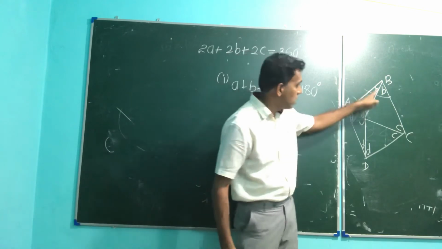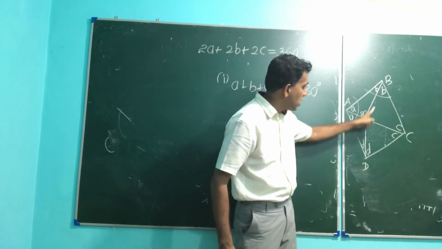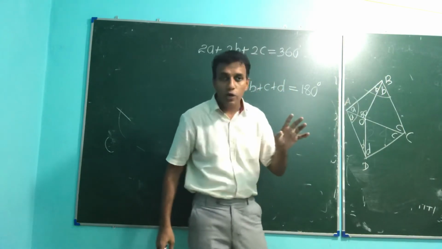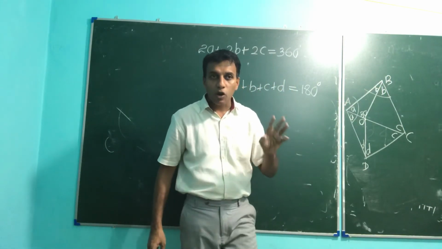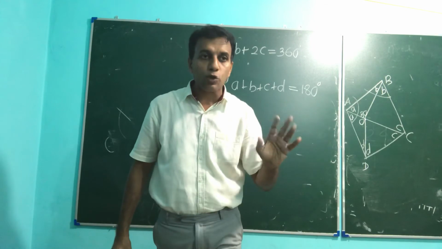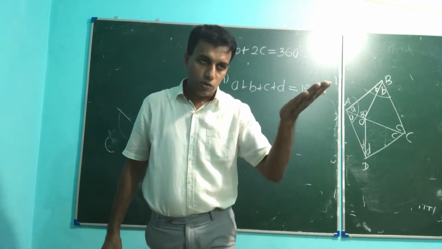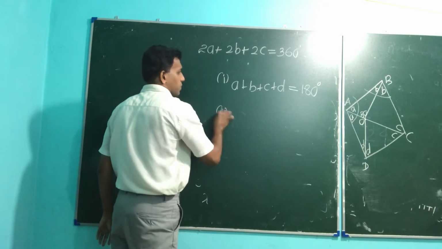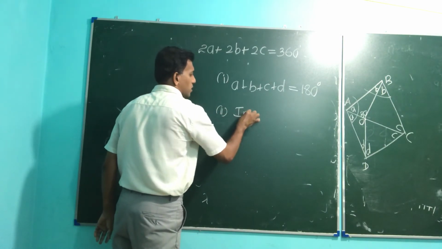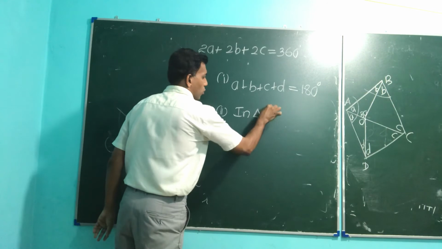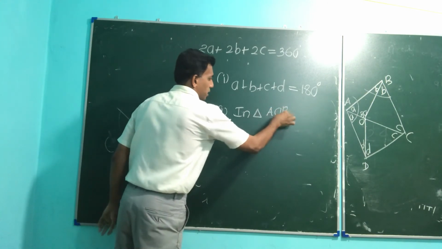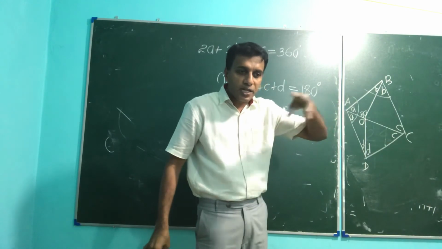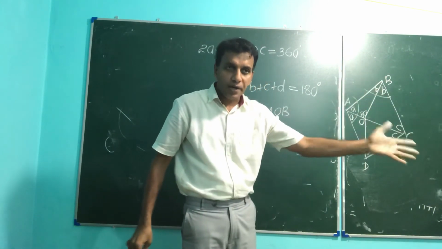A plus B. Take this triangle, triangle AOB. In a triangle, all 3 angles add to 180. You can find the remaining answer. So, second part answer. In triangle AOB, all 3 angles add to 180.